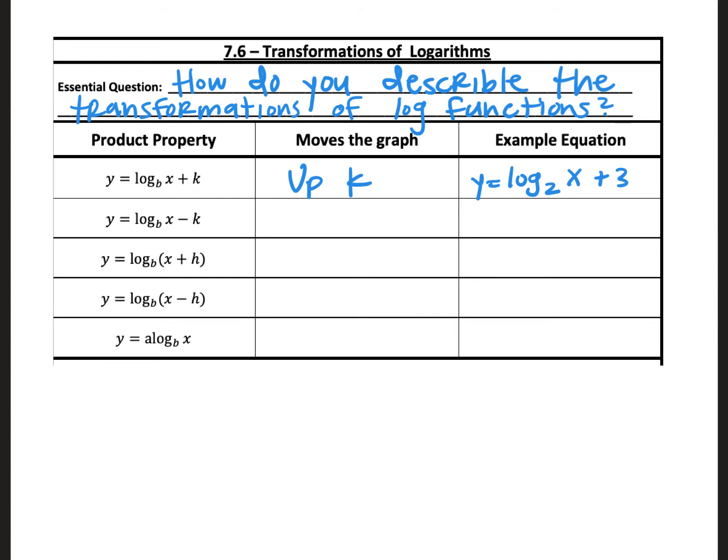Now, if you have a minus on the outside, and instead of a plus, it's going to move down. Down k. So if I have y equals log base 2 of x minus 3, then it would go down 3. H moves it left and right. If I have plus h, we are going to go left that number of units.